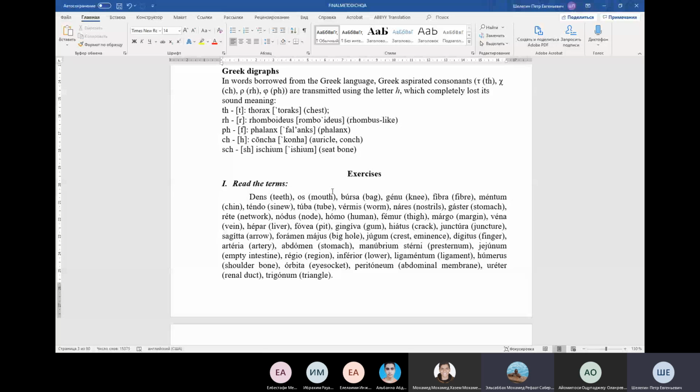Mohammed Hassan. Dance. Correct. Us. Correct. Bursa. Correct. Geno. No, there is no G sound in Latin. Genio. The hard vowels. Geno.